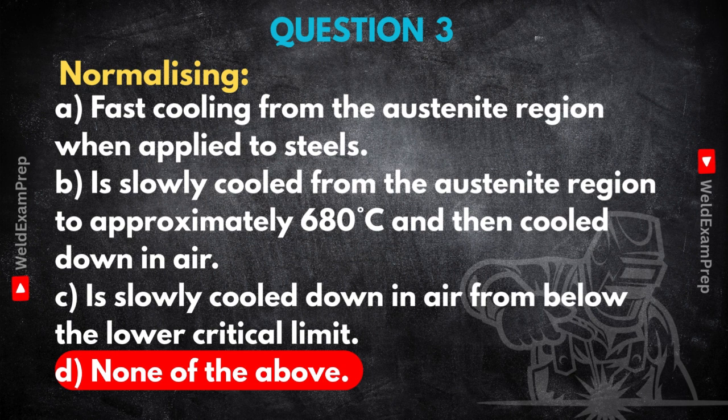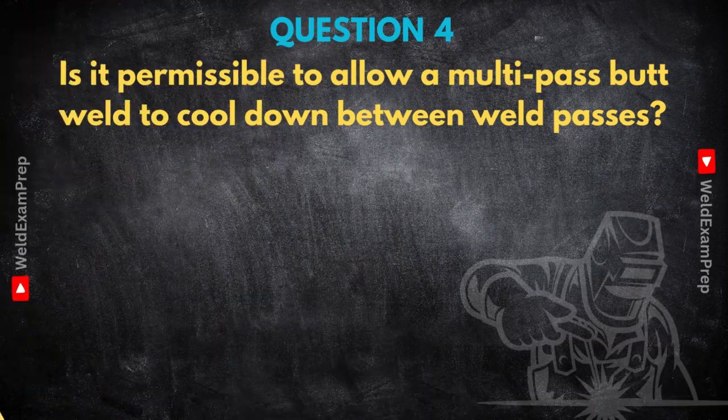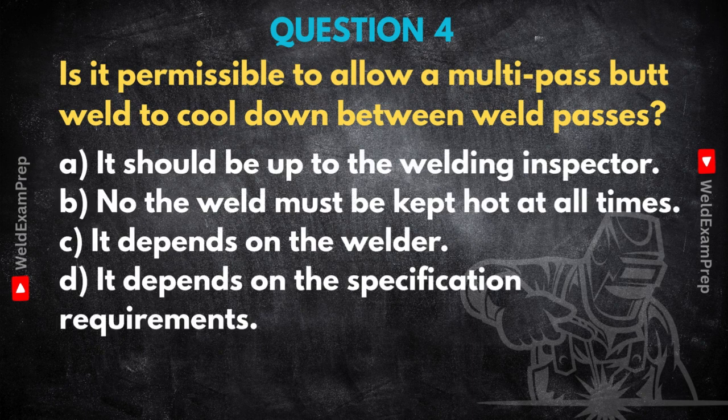Wow. So even seemingly small details in the process have big consequences. Definitely. Consistency is crucial in heat treatment. Right. Okay, from controlled treatments, let's get back to the welding process itself. A practical question now. Is it permissible to allow a multi-pass butt weld to cool down between weld passes? Options are A, it should be up to the welding inspector. B, no, the weld must be kept hot at all times. C, it depends on the welder. Or D, it depends on the specification requirements.